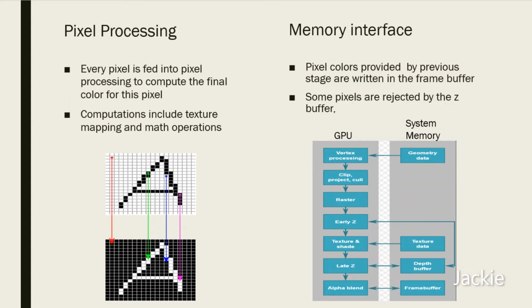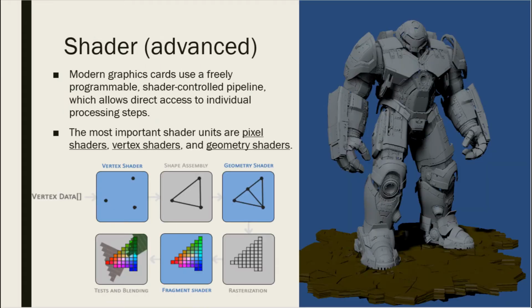As for the last stage, it is the memory interface. Pixel colors provided by the previous stage are written to the frame buffer. This used to be the biggest bottleneck before pixel processing took over. Before the final write occurs, some pixels are rejected by the Z buffer. On modern GPUs, Z is compressed to reduce frame buffer bandwidth, but not the size.